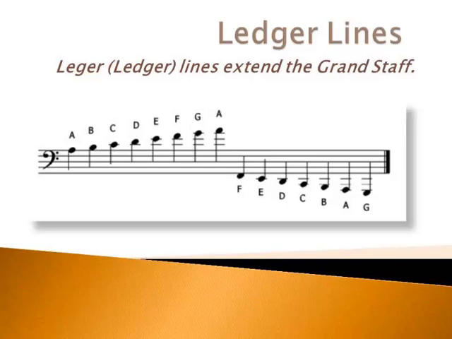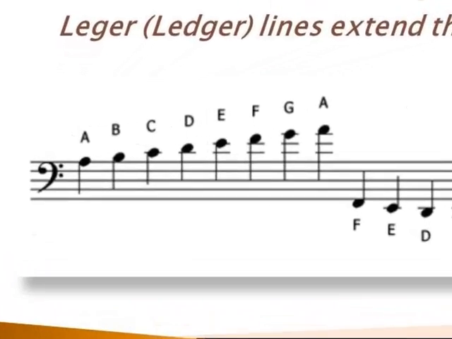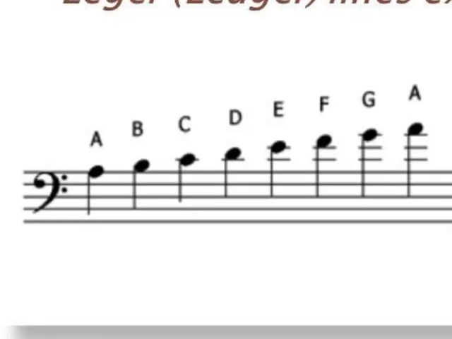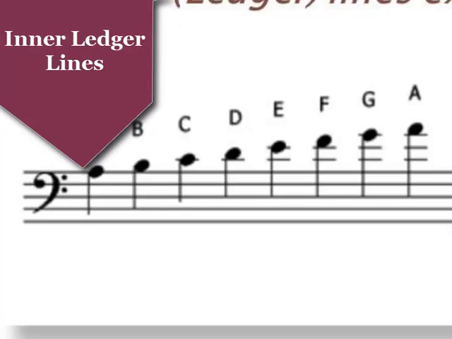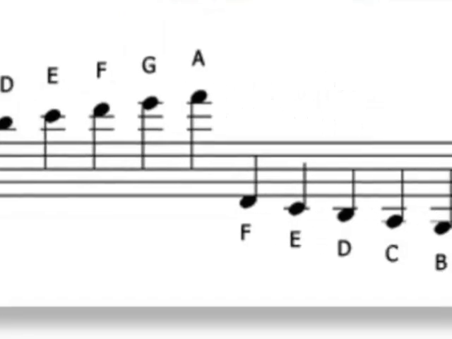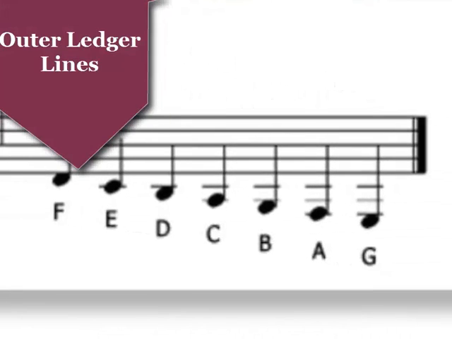The same process applies here in the bass clef. The first group of notes that you see going higher in the bass clef are inner ledger lines. They're inner ledger lines because they're still within the grand staff range. They're often notes that you would find in the treble clef. And then the outer ledger lines are the ones that are going lower, and they're not within the range of the grand staff.